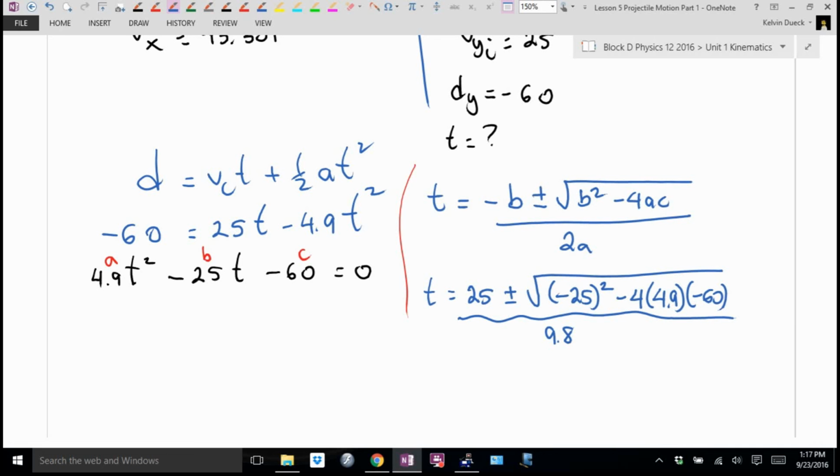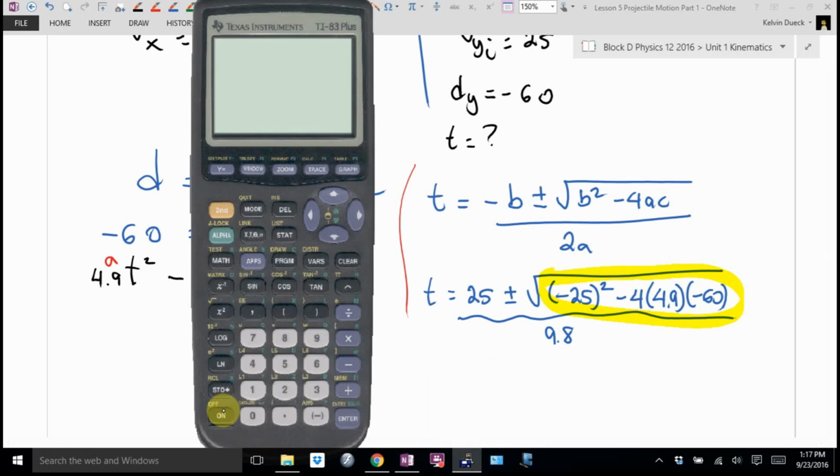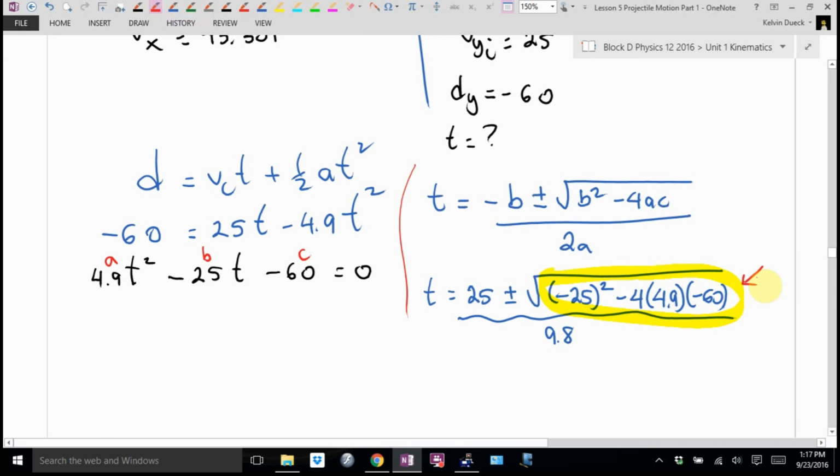I find, before I go any further, it's worth just crunching that on my calculator, finding out what's inside the square root. So I tend to now go negative 25, close bracket, squared, minus 4 times 4.9 times negative 60. Now this one worked out evenly. If it didn't work out evenly, I'd probably carry it to like 5 or 6 sig figs if I could. Am I organized? Yes. But am I lazy? What did I get inside the square root? 1801. I'm not going to rewrite the whole thing.